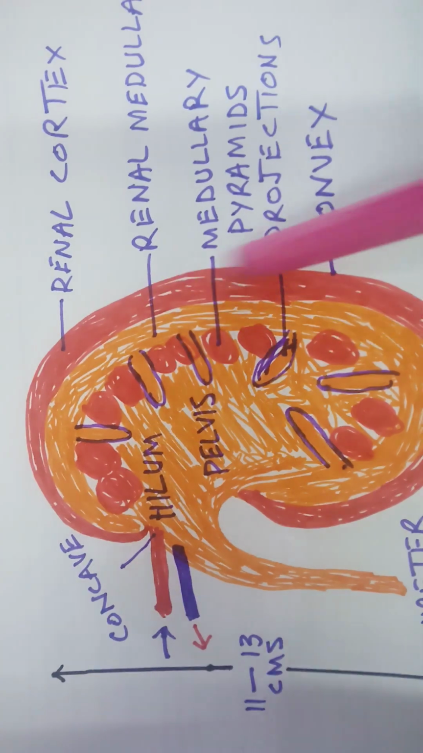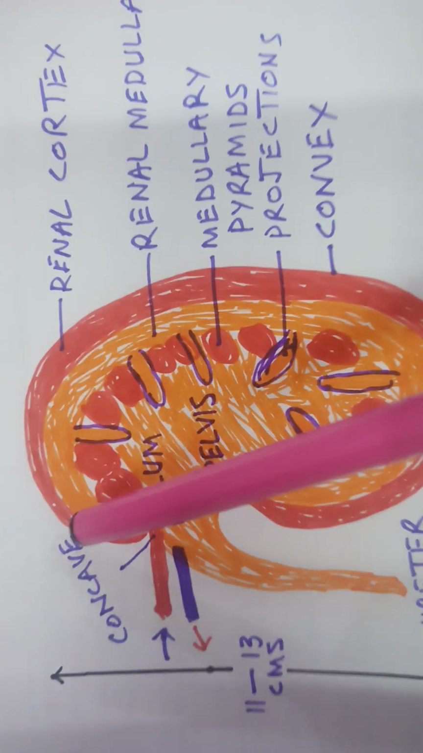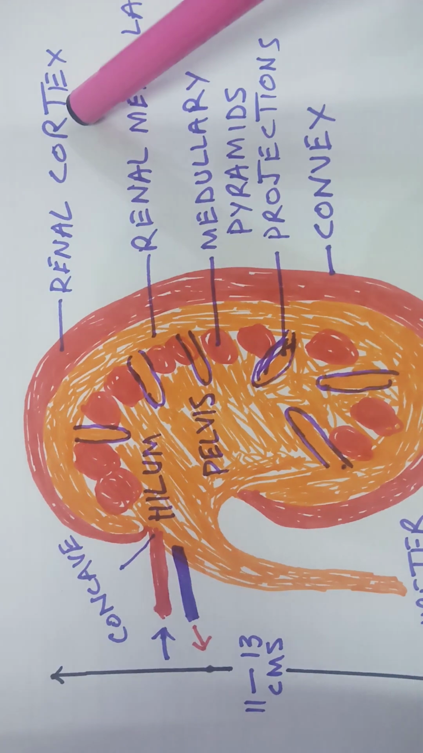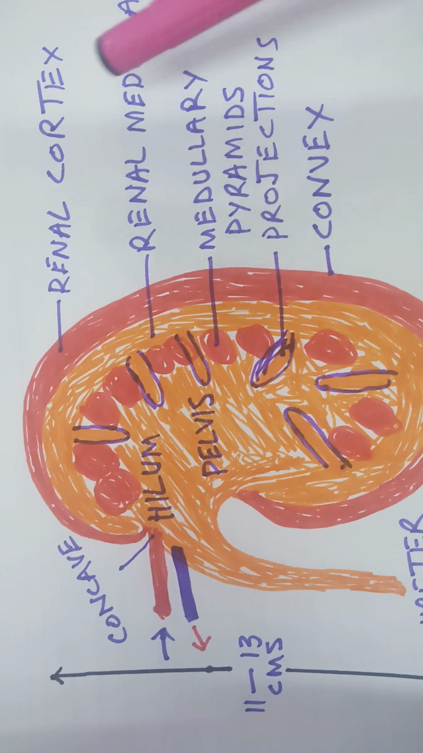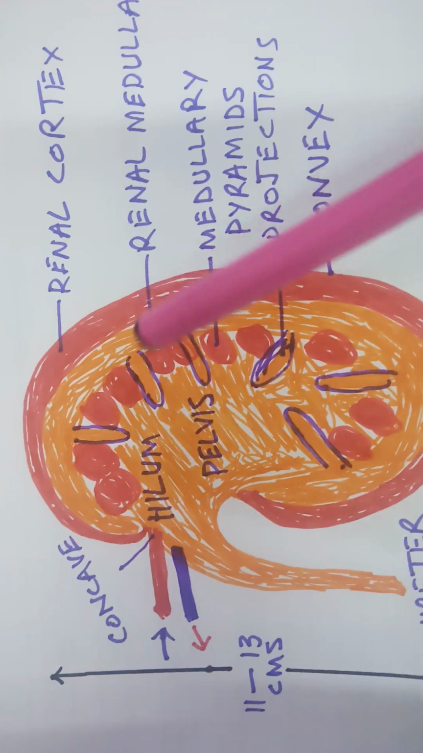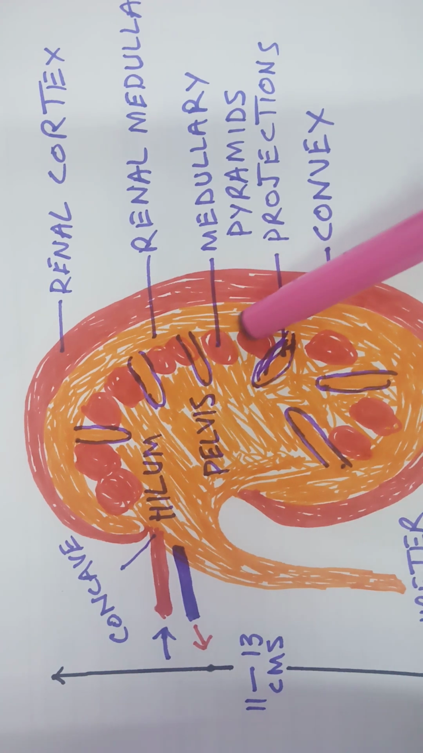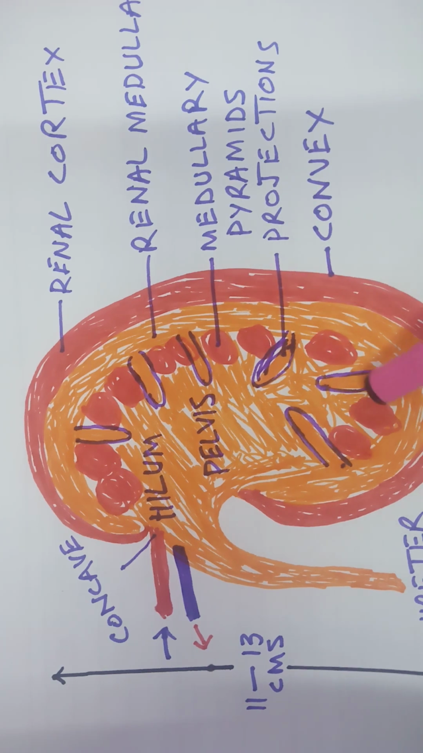The longitudinal section of the kidney shows that kidneys are composed of two main parts. The outer one is the renal cortex and the inner one is the renal medulla. In the renal medulla, there are 15 to 16 cone-like structures. These are called the medullary pyramids, and 5 to 6 medullary projections are present.